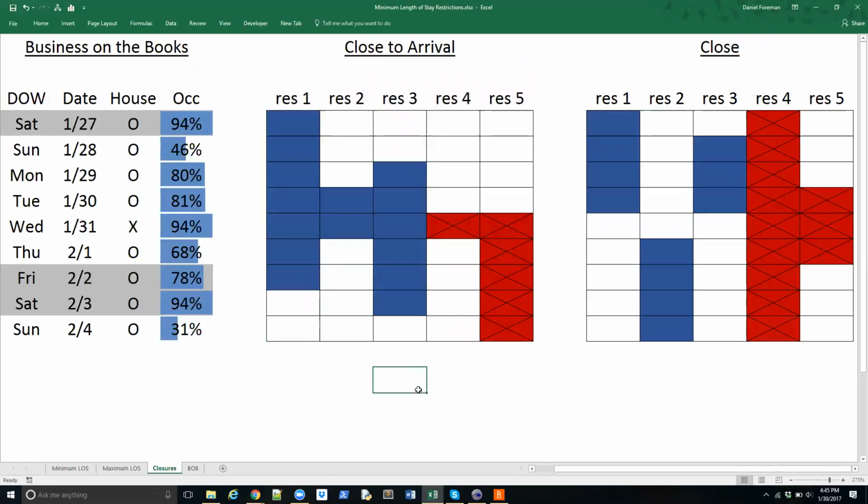Okay, so the third is the closure. And again, it's a closure. It's closing the property, but the same 2 nuances and the same 2 philosophies apply. So the close to arrival only affects arrival dates. So if you have an owner or a GM that's really trigger happy and likes to use the close to arrival, show them this video. It'll explain why they shouldn't use them as often as they think they should.